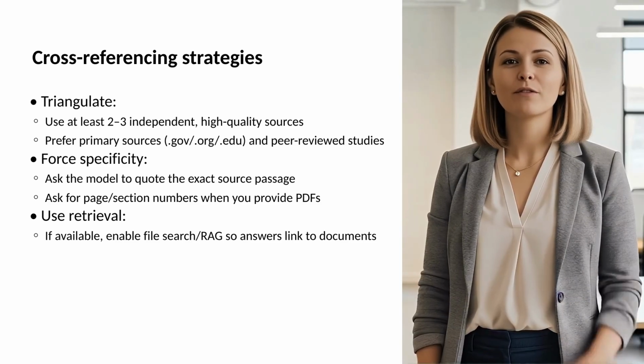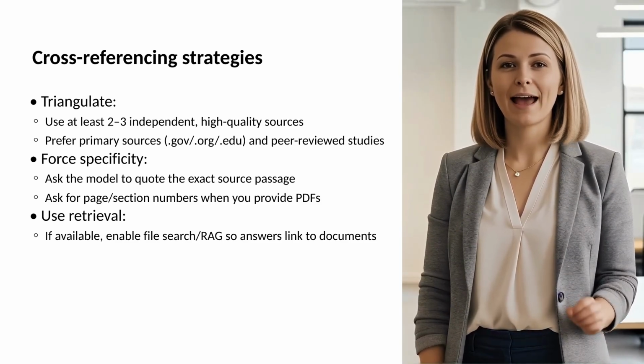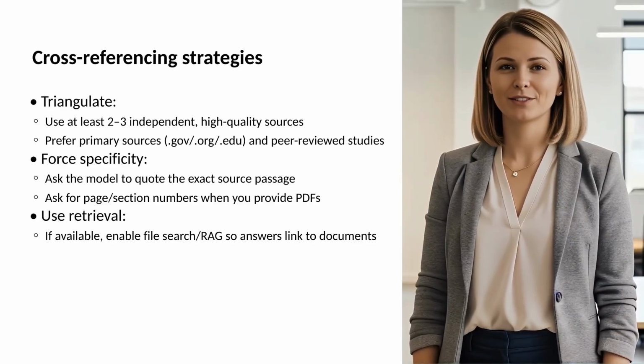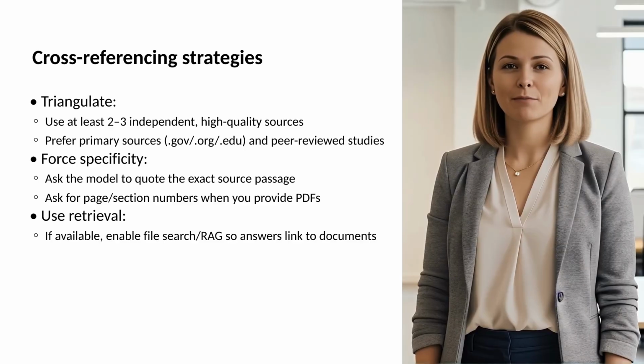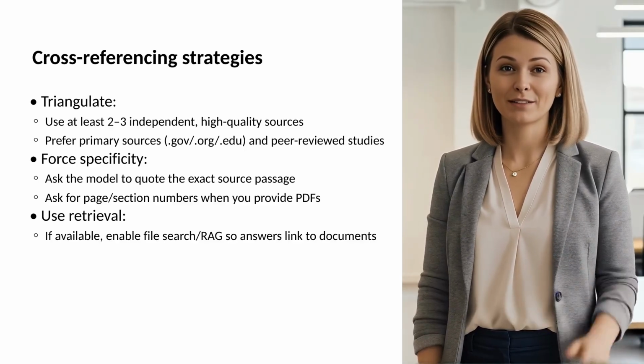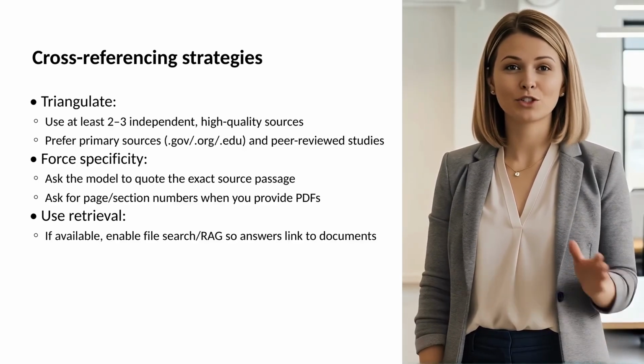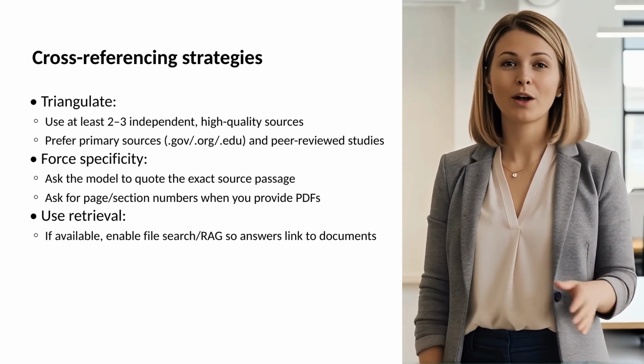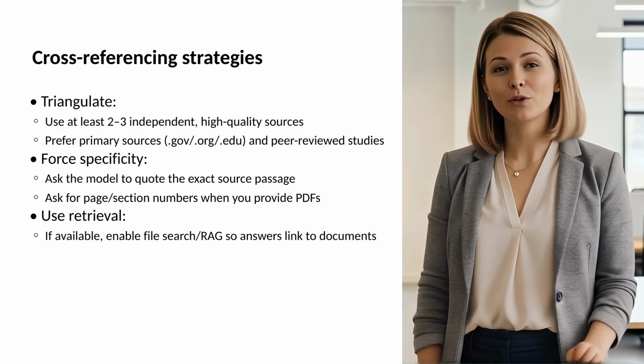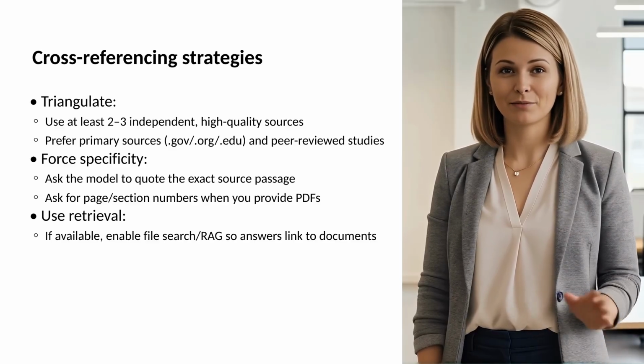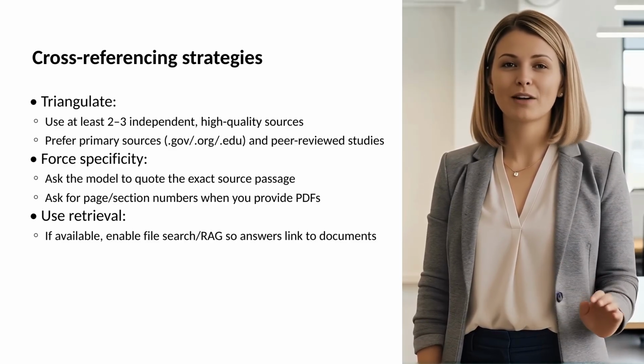I'd like to share with you a few cross-referencing strategies that make AI output more reliable. First, triangulate. That means you check the same claim in at least 2 or 3 independent, high-quality sources. When you can, start with primary sources like .gov, .org, or .edu sites and add peer-reviewed journal articles. Second, force specificity. Do not accept vague references.